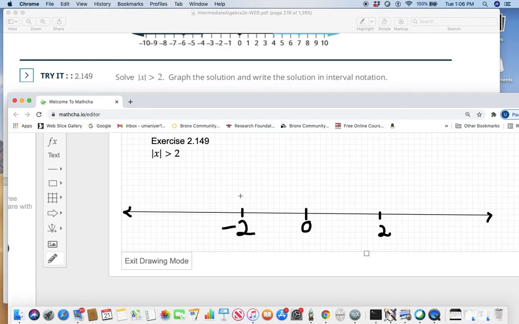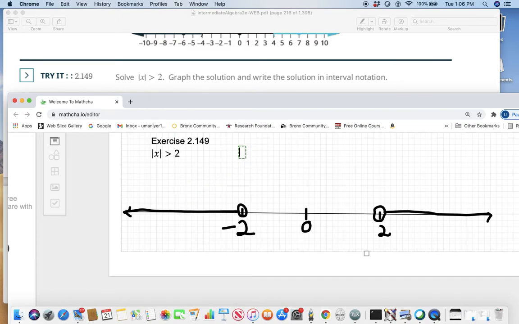So, is negative 2 included? No, it is an open point. There is no equal. Is 2 included? No, it's an open point. Further, x is beyond 2 or x is beyond negative 2. So the way you write it is, you say x is less than negative 2 or x is greater than 2.